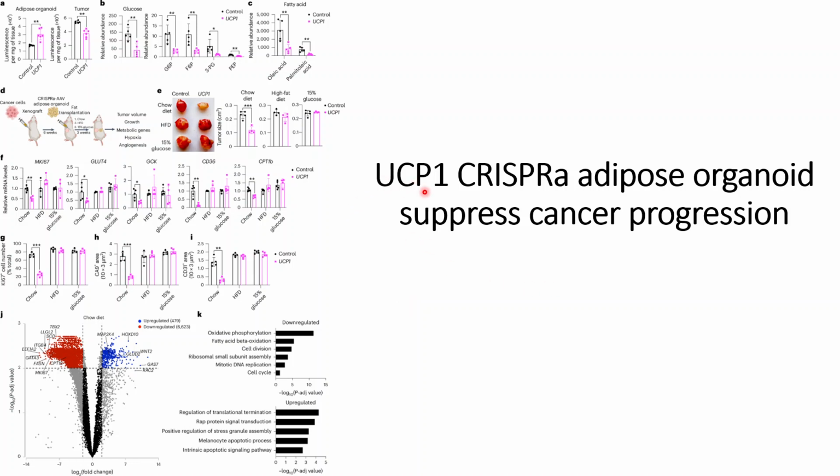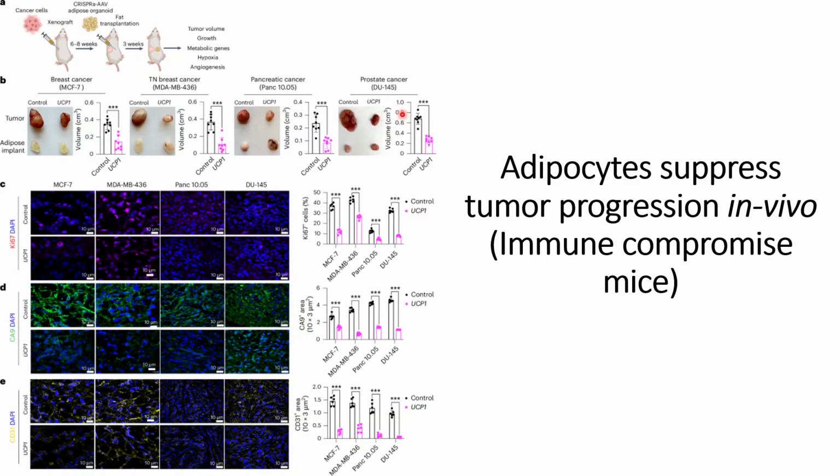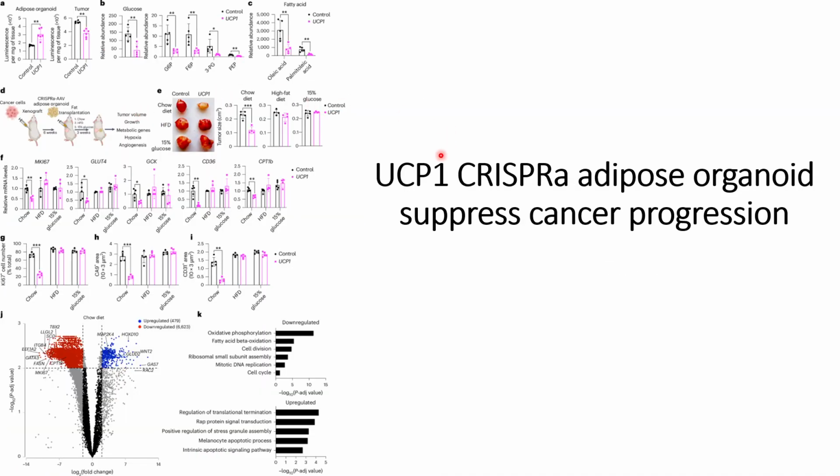In this video, we will discuss how this UCP1 CRISPR adipose organoid suppresses cancer progression. In the previous video, we understood that these adipocytes can suppress tumors in xenograft models. Here, the researchers co-transplanted this organoid, the UCP1 CRISPR adipose organoids, along with cancer. At the same time, they fed the mice different food and then checked what changes it makes to the tumors. We will discuss the results today.